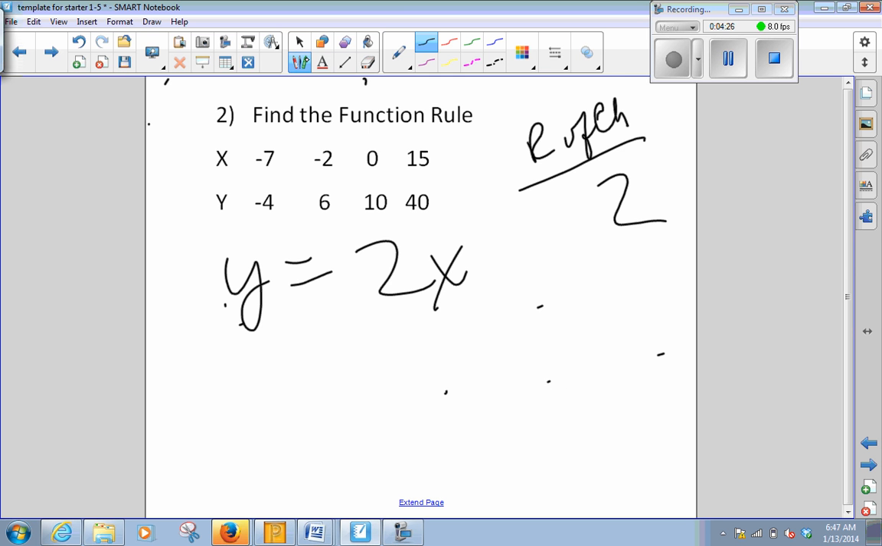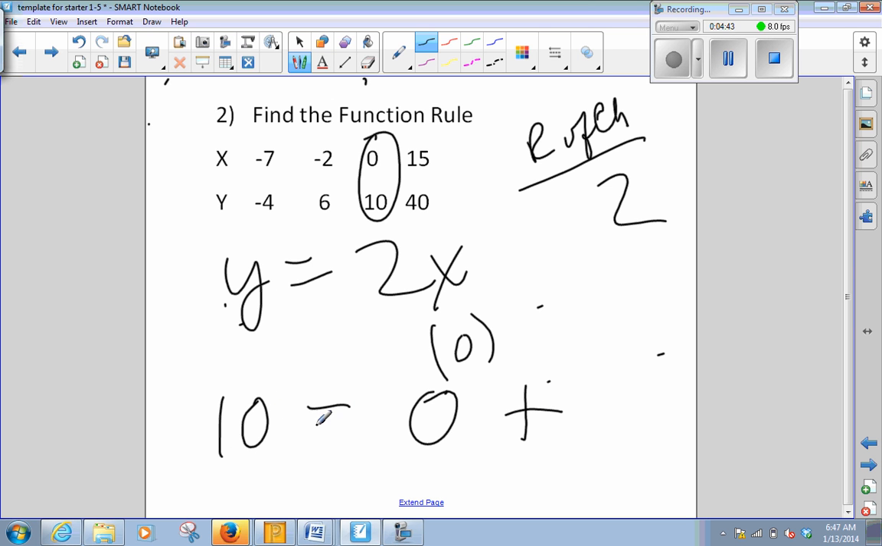I'm going to do something a little bit different here. Look at this value right here. It says when x is 0, y is 10. So if x is 0, 2 times 0 would be 0. I've got to add something to 0 to get y to be a 10, because this part of the table tells me that if x is 0, y is equal to 10. 0 plus something has to give me 10. Well, 0 plus 10 obviously is 10.